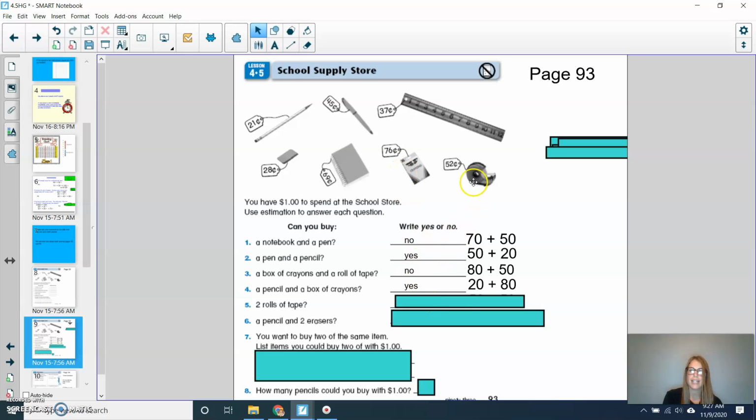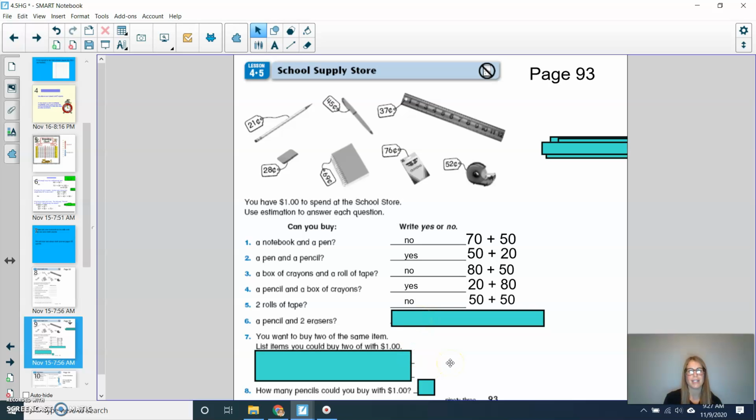Because now let's look at this next one, 2 rolls of tape, 52 cents. Well, 52 cents is going to round to 50 cents. Well, 50 cents plus 50 cents is $1, but guess what? This time I rounded down. So I wouldn't have enough money, even though it's going to round to $1. I still have 2 cents plus 2 cents, which is 4 cents. So it would really equal $1.04. So no, I would not have enough money. I need to be really careful when I'm hitting that exact price on $1.